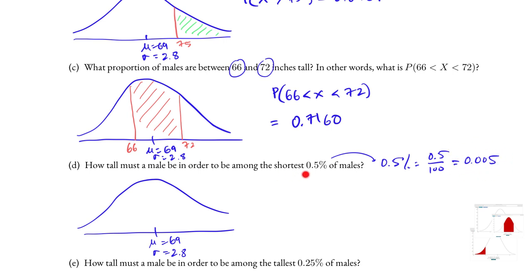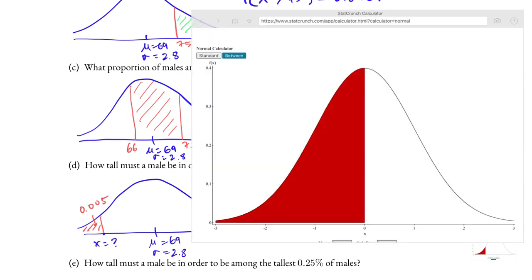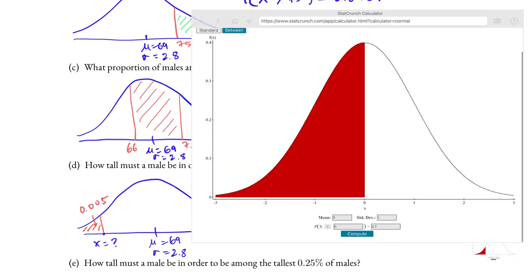And this is the shortest on the horizontal line. The height should be from the shortest to the tallest. And so the shortest 0.5% should be on the left hand side. This is a proportion, or the 0.005 or 0.5%. We're looking for this corresponding x value here. We can use the StatCrunch normal calculator to do so.